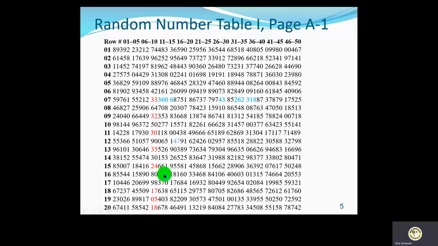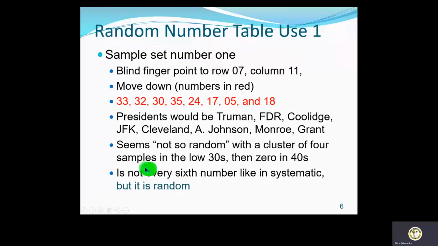24, that's a good number. 80, no. 97, no. 17, yes. 5, yes. 18, yes. So there we go. 1, 2, 3, 4, 5, 6, 7, 8. We have our 8 random numbers between 1 and 47. And they were 33, 32, 30, 35, 24, 17, 5, and 18.